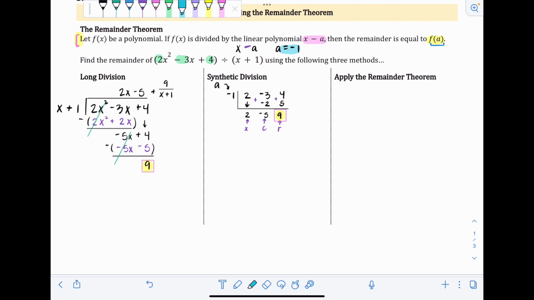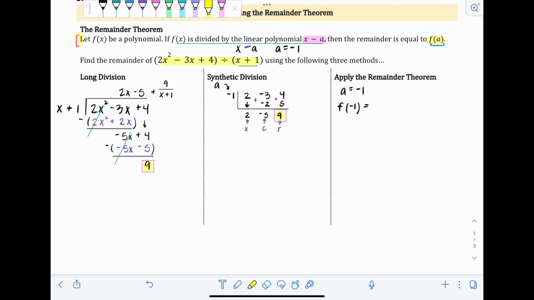It's the same thing, because we're comparing the linear factor that we're dividing by. So if f of x is divided by a linear polynomial x minus a, that's this part. So that's how we're getting our a's. We're comparing this to this. Then the remainder is equal to f of a. So we take whatever a is, same a, -1. And if I find f of a, in this case f of -1, it should give me the same exact remainder as every other method. That is just going to be the remainder when we divide these two polynomials.